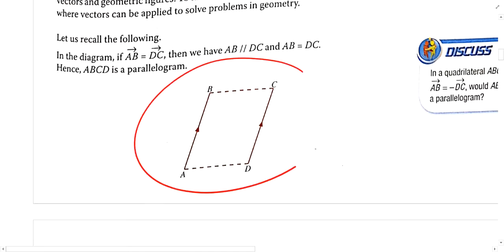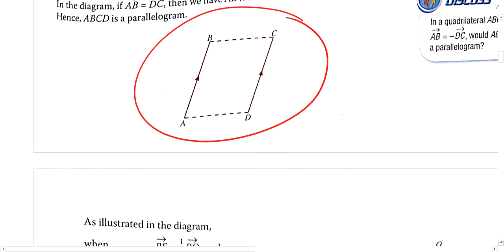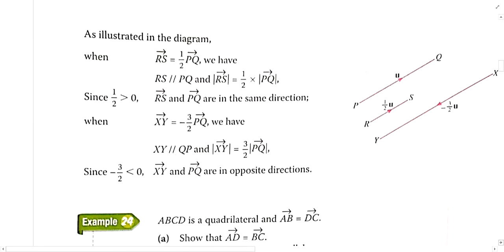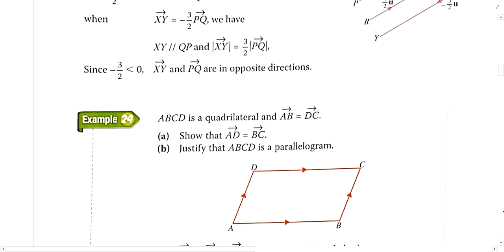So parallelogram, opposite sides must be the same in magnitude, they must be parallel, so the vectors must be the same if we go in the same direction. So AB is equal to DC. Likewise, BC is equal to AD. Okay, all this we know already.